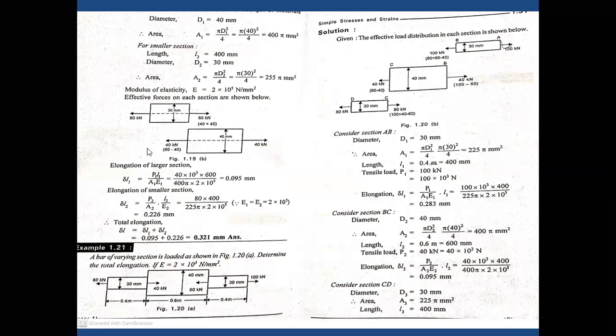Then the elongation of the larger section will be delta L equals P by A. We substitute the values of every parameter here. The obtained value is 0.095 mm. So the total elongation will be delta L1 plus delta L2. Here the value is 0.321 mm.